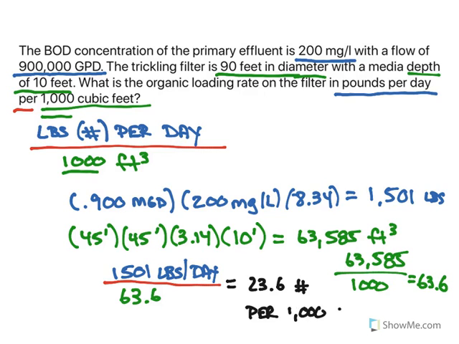So you have to be careful with these problems, with the loading problems, when we're talking about organic loading, because they want that number in 1,000 cubic feet, and if you're not careful, if you don't convert the 63,585 cubic feet, if you don't divide that by 1,000 and get that kind of made up number of 1,000 cubic feet, you're going to get the answer wrong. So that's an example on how to do that problem number 3.